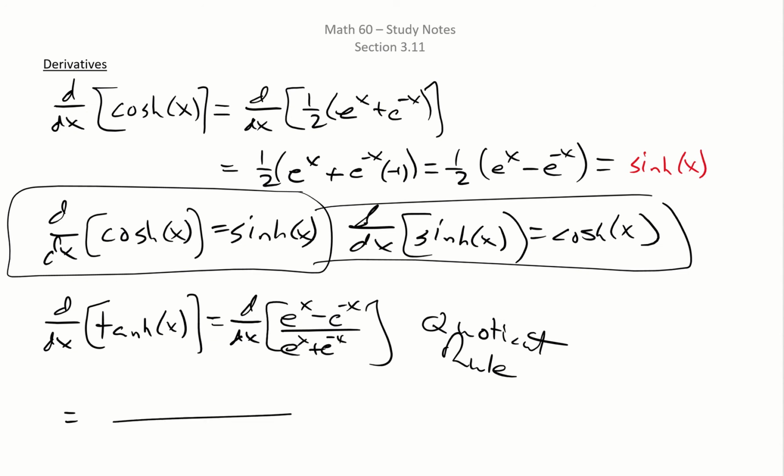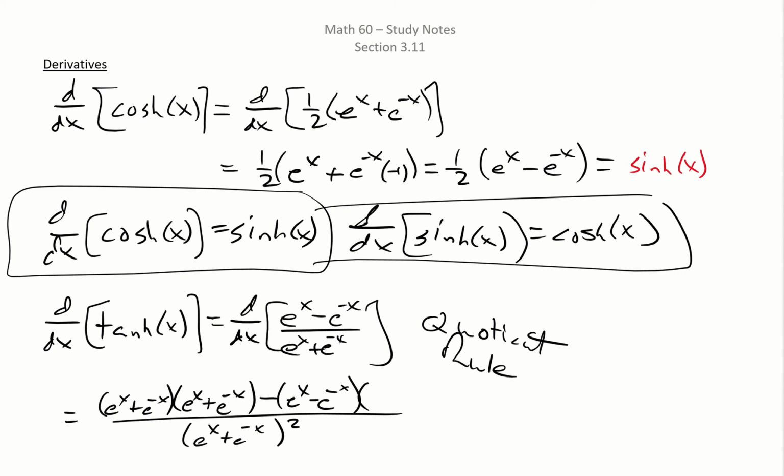So it's equal to the bottom, e to the x plus e to the minus x, squared. Bring it up, e to the x plus e to the minus x. Derivative of the top, e to the x. Here comes another negative. Do you see it? It's going to be minus e to the minus x times minus 1, so it actually becomes plus e to the minus x. Weird, huh? Good design. Minus the top, e to the x minus e to the minus x.